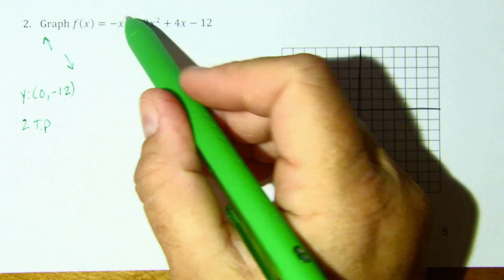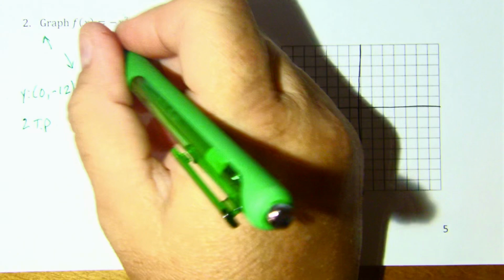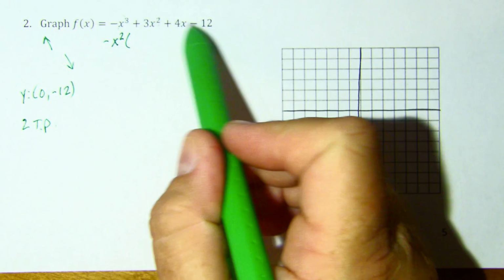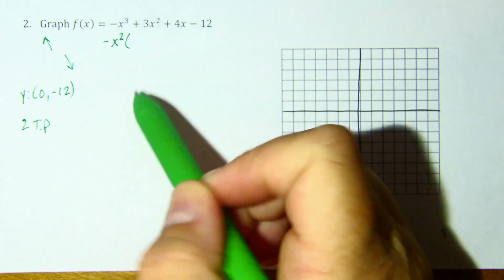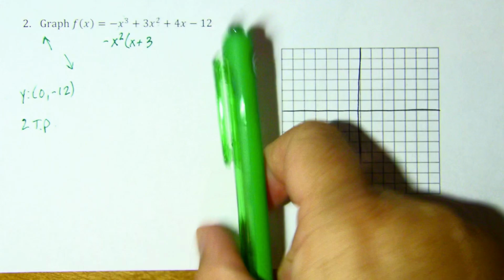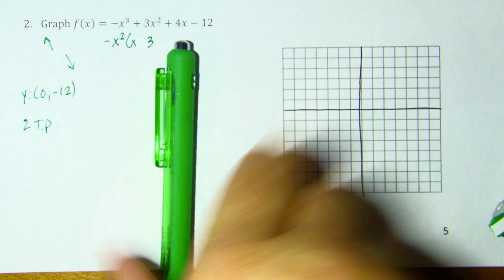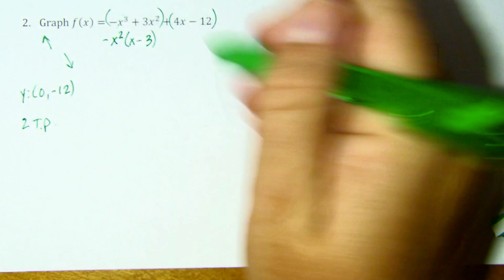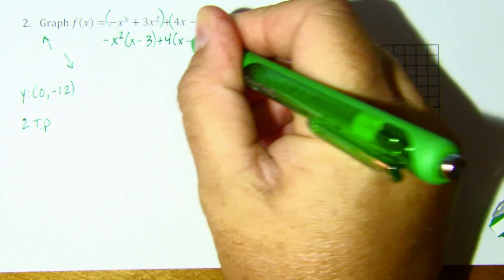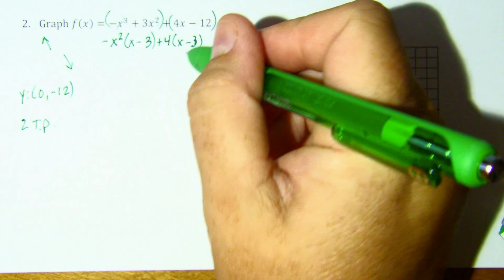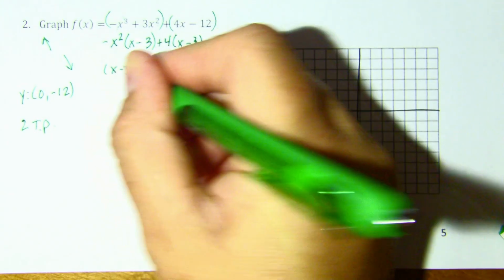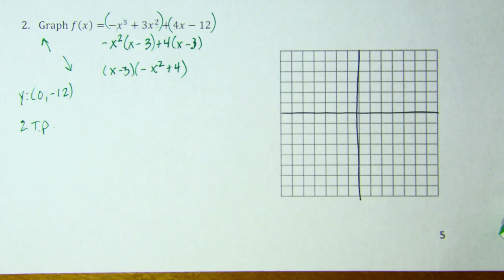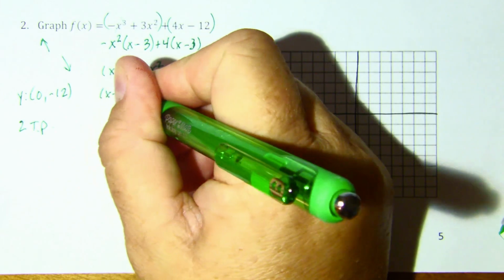I'm going to go ahead and pull out a negative x squared. And the reason I'm pulling out a negative is because I notice here the negative is in between the terms. So I'm going to pull it out from this one. And then I'm left with x minus 3, not x plus 3. And then factoring by grouping here, 4x minus 12, I'm going to pull out a 4. And I have x minus 3. So common factor of x minus 3. And then I have negative x squared plus 4. And then I have x minus 3.